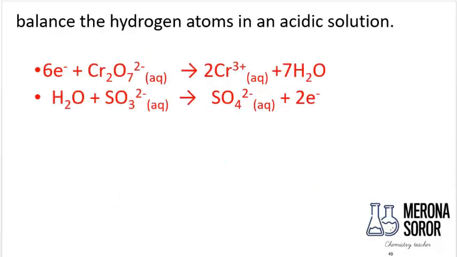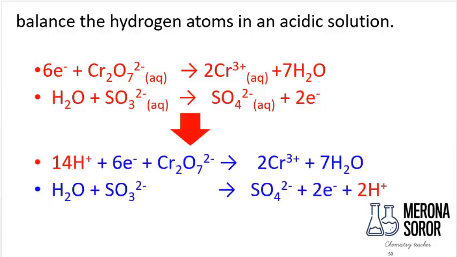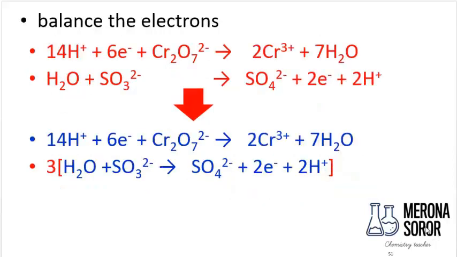Next step, balance the hydrogen atoms in an acidic solution. Now we have to balance the hydrogen that we put in the form of water, 7H2O in the product, so we have to add 14 hydrogen ions in the reactants to balance the number of hydrogen in product and reactants. In the second equation, we have to put 2 hydrogen ions in the product to balance the hydrogen added in the reactants. Balance the electrons.